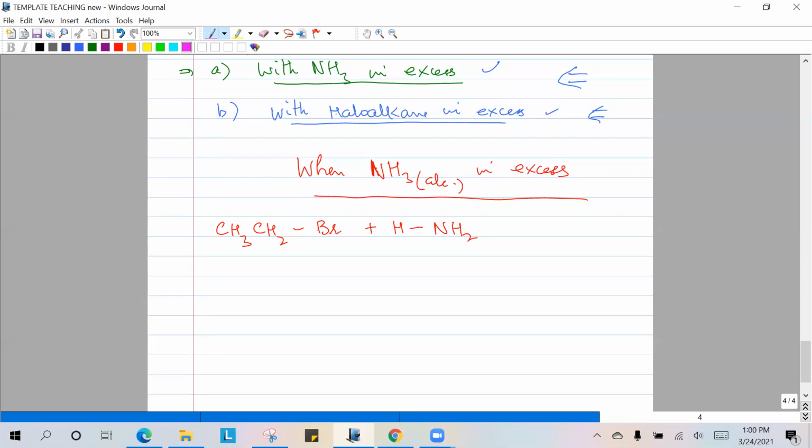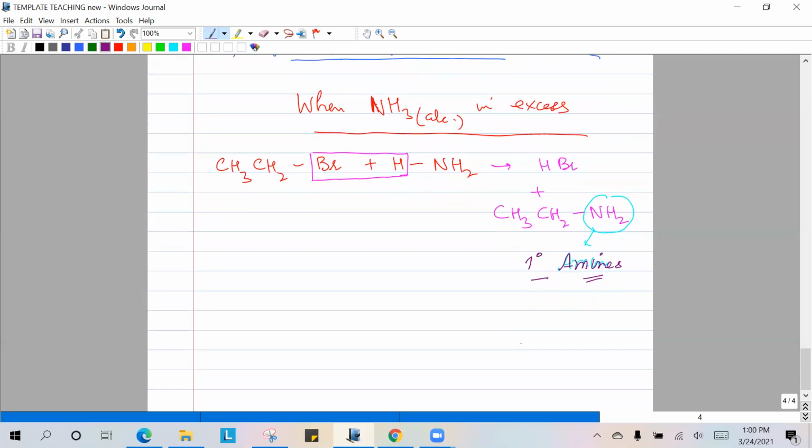Now here the normal thing: the H and the Br goes away as HBr, and the CH3CH2 combines with an NH2. When you have this NH2, it is another functional group known as amines. So we will talk about the naming after a while. Amines, and this is a primary amine. So right now, just know it is a primary amine, not more than that.